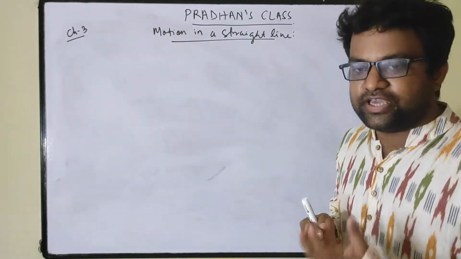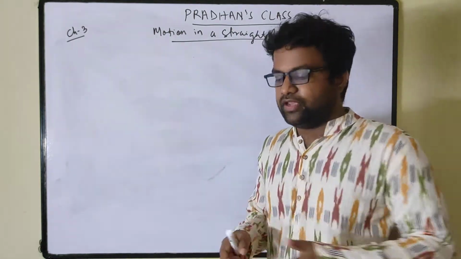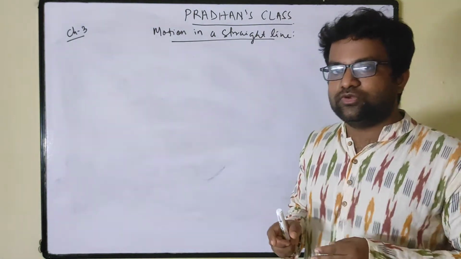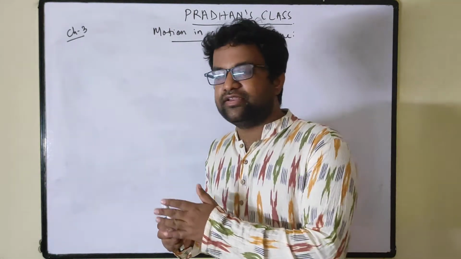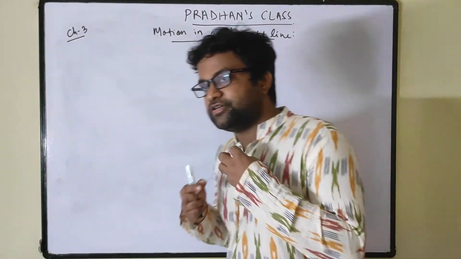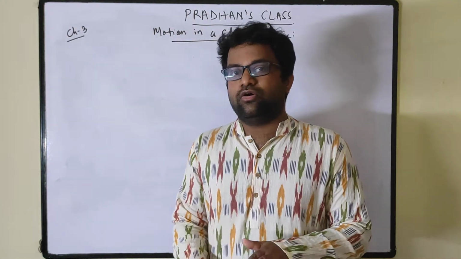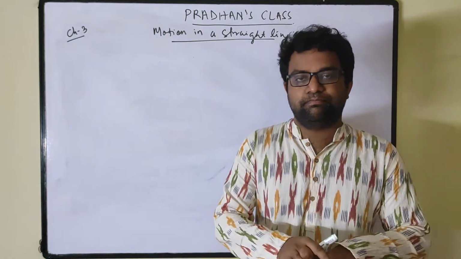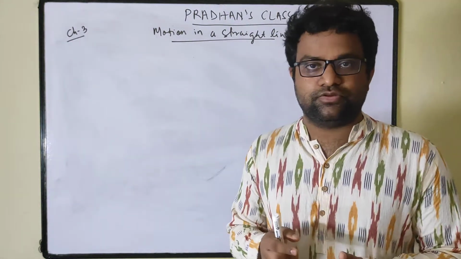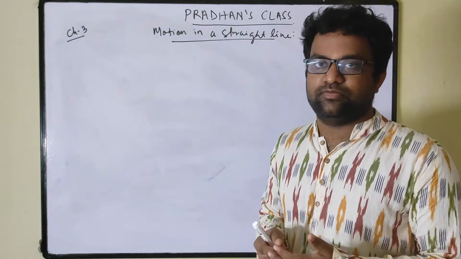You know, an object can move in a straight line, in a plane, or in space. When the object moves in a straight line or in a single line, we say the object is moving in a straight line. If the object is moving on a plane, like a floor, a table or the ground, then we say it's a two-dimensional motion. When the object is in space, we say it's a three-dimensional motion.